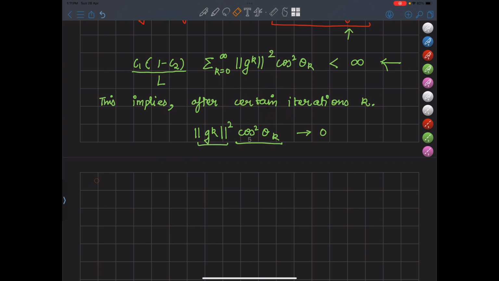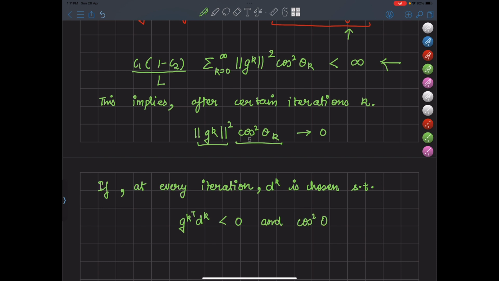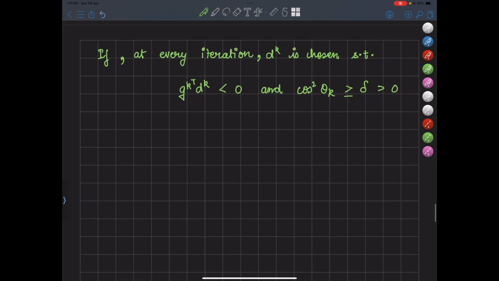So if at every iteration dk is chosen such that gk transpose dk is less than 0 and cos²θk is greater than or equal to some value delta, which is greater than 0. So visually it will look like this.